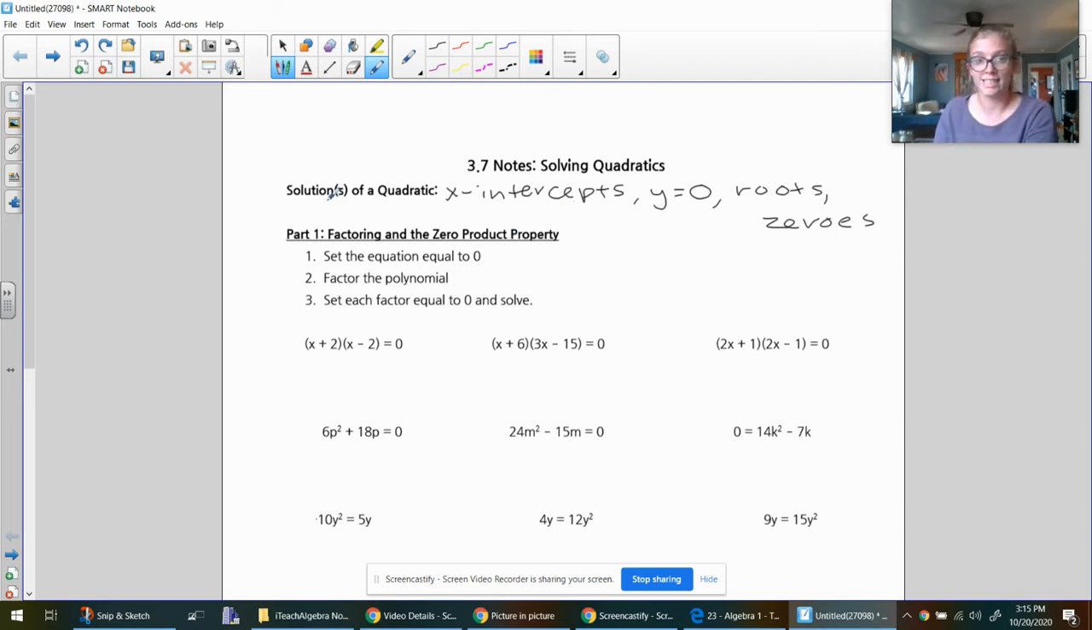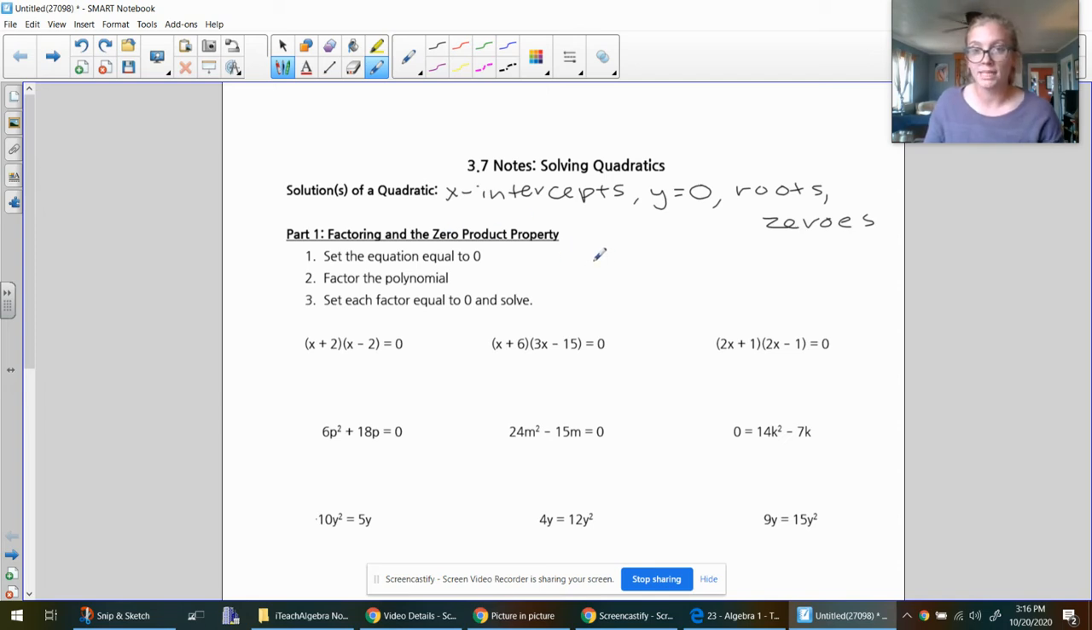To solve quadratics, the first and easiest way to do it is by factoring. So we've talked about how to factor in this class. Factoring is taking a product and breaking it up into what you multiply to get there. And we are going to use something called the zero product property in order to solve these using factoring.